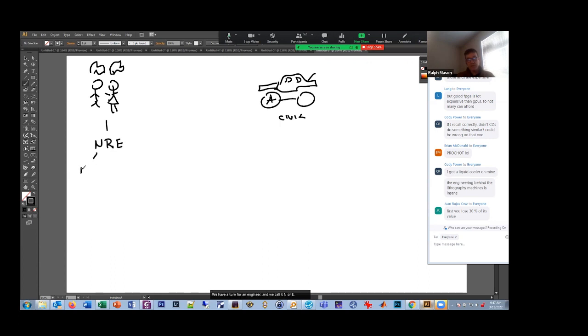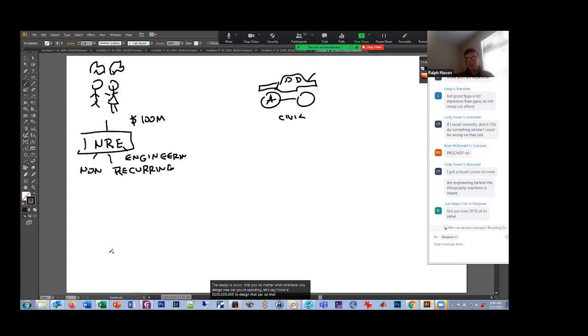And that stands for non-recurring engineering. So this is money that you have to spend up front to design this car no matter what. Whenever you design a new car, you're spending, let's say I took $100 million to design that car. So that was the non-recurring engineering costs of designing that, okay?